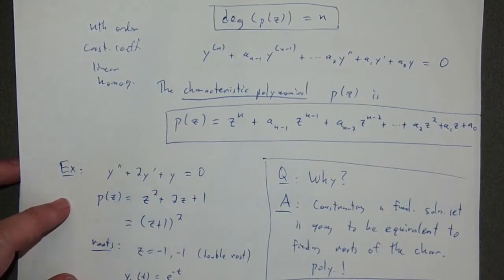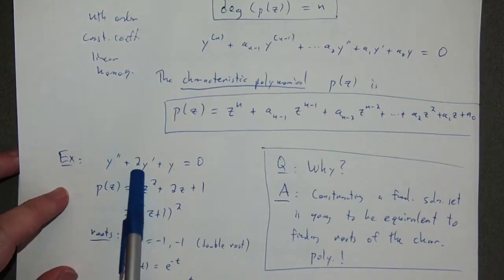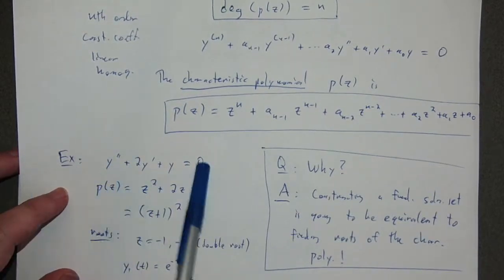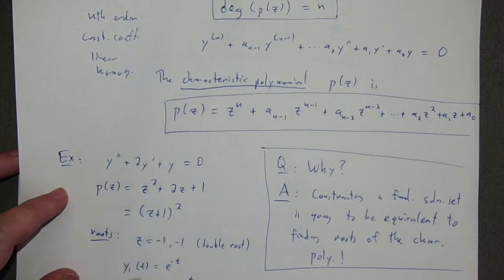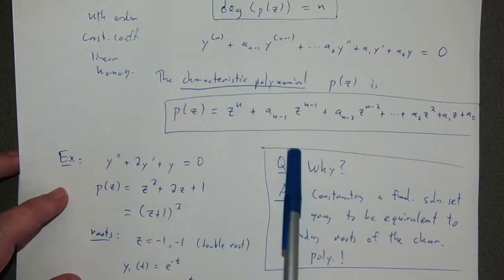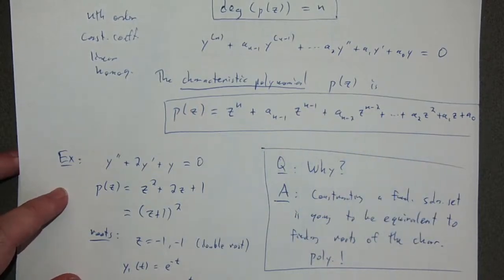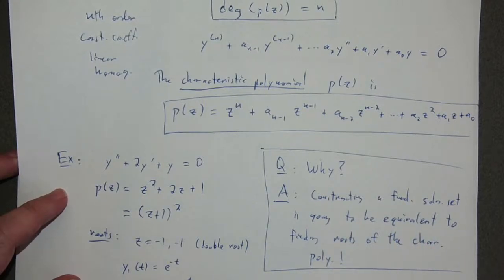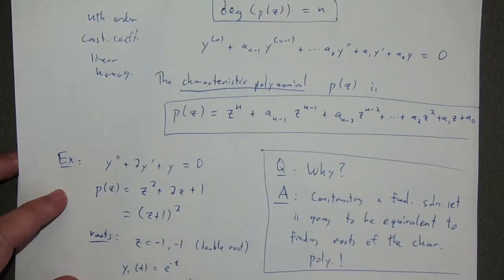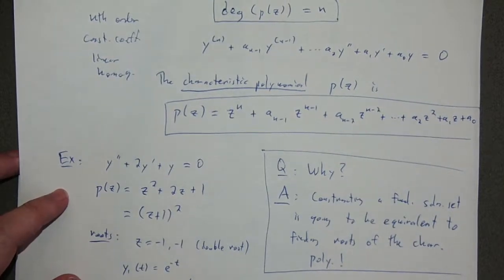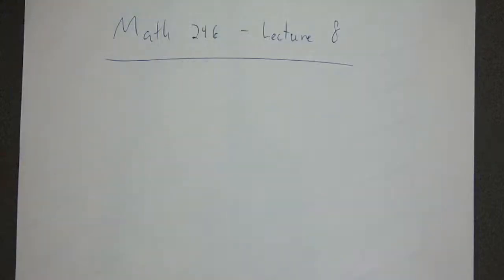So, a quick example, the one we used several times yesterday. This second order equation has characteristic polynomial z squared plus 2z plus 1. And I asked the question, like, why? What does the characteristic polynomial have to do with anything? My answer is that constructing a fundamental solution set, that is a solution set from which I can build the general solution, that is, the general solution is a linear combination of those fundamental solutions, comes directly from the characteristic polynomial.